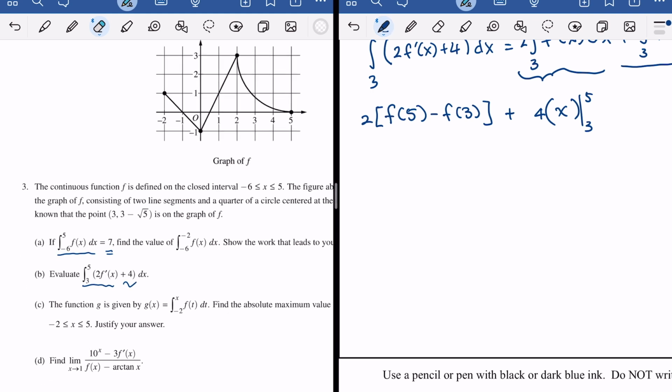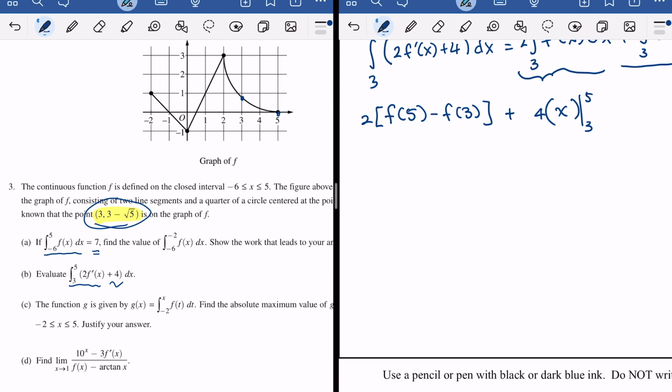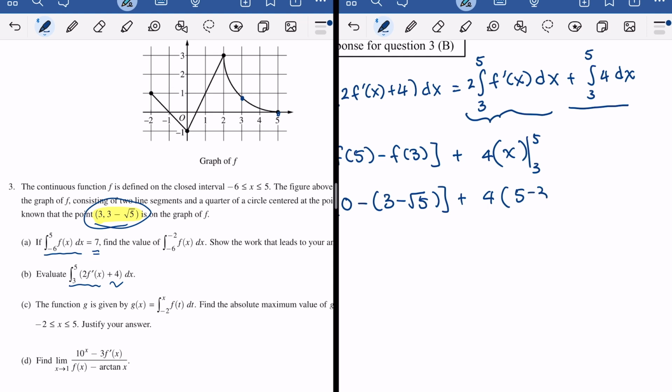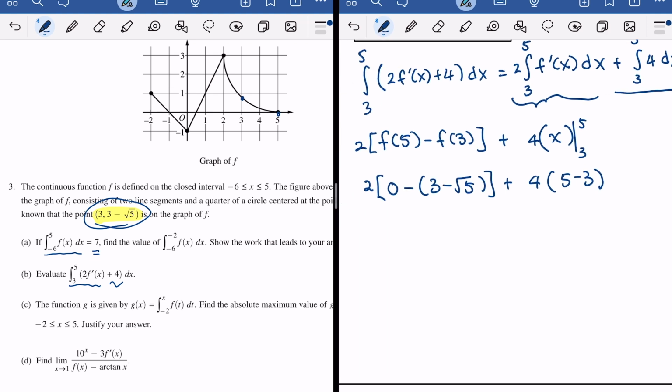Now the question here is also given to you where f of 5 is on the graph, that will be 0. The f of 3 value is something they give you right here, so don't forget to read the question detail. That is the value we're going to use. So here it's going to be 2 times f of 5 is 0, subtract f of 3 is root 5, that's the y value here, plus 4 times, when we evaluate this, 5 subtract 3. Now, again, this will be my safe stop.